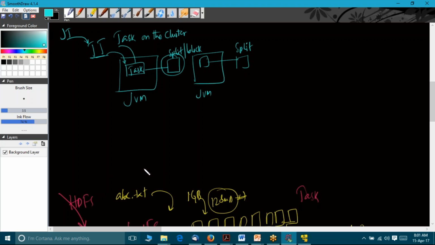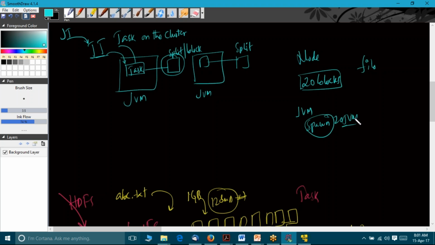Now imagine, friends, this is the most important thing. Imagine that on a particular node I have 20 blocks for a given file. Do you think it is possible that 20 blocks will be processed in parallel with 20 JVMs? Can I spawn 20 JVMs on the machine, friends? Is it possible to spawn 20 JVMs?